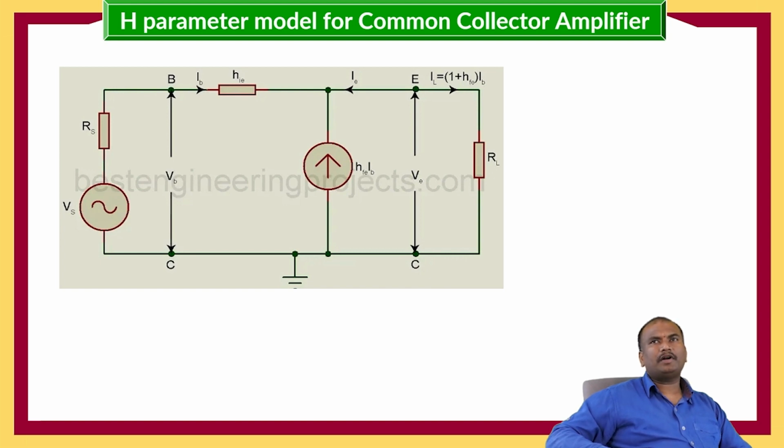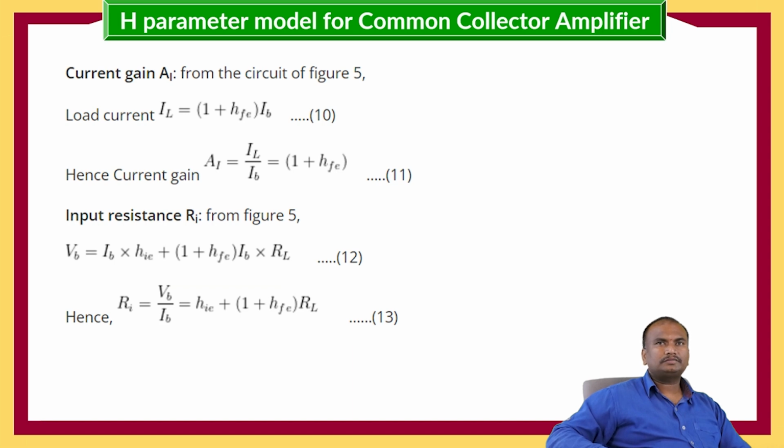Now the H parameter model for the common collector amplifier. Here, the current gain from the above circuit, where IL is equal to 1 plus HFE into IB, where current gain AI is equal to IL by IB, which is equal to 1 plus HFE.